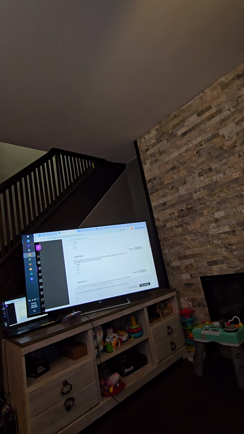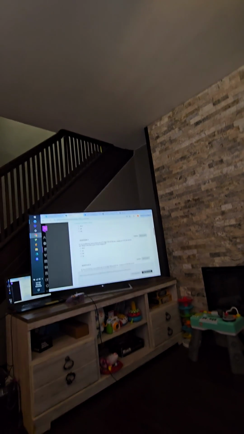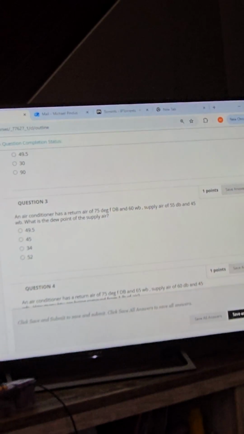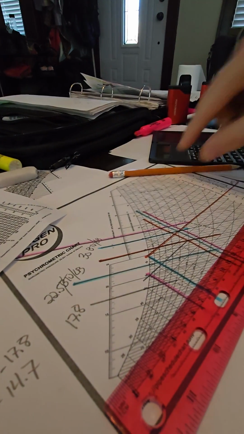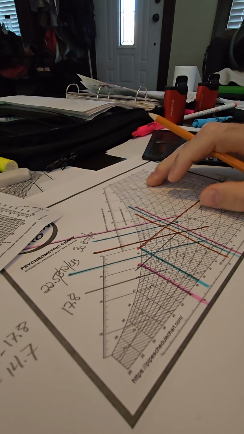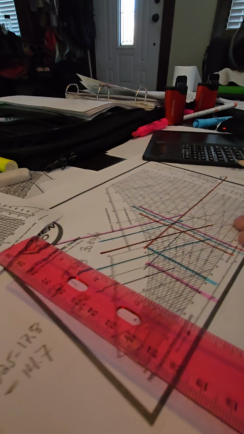What is the dew point? Oh, of the supply air. I plotted the wrong one. The dew point of supply air. I did return air. Alright. Supply air is 55.